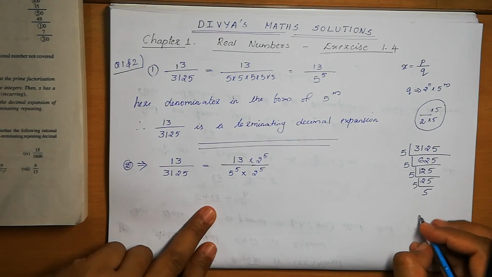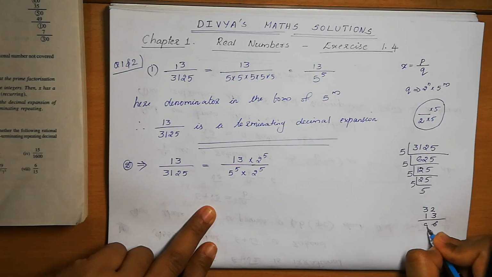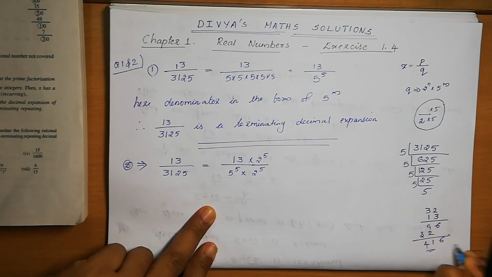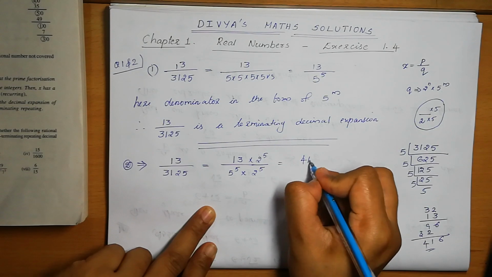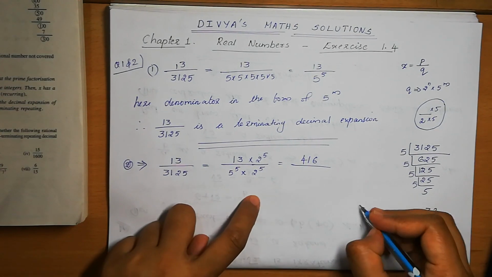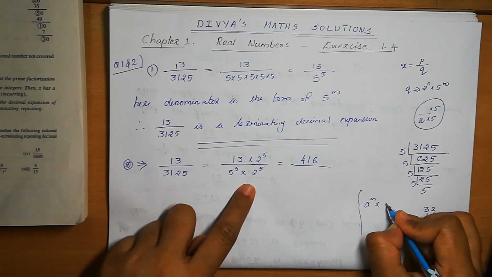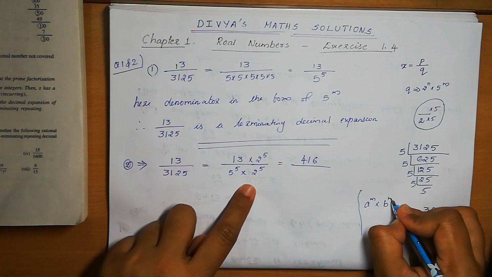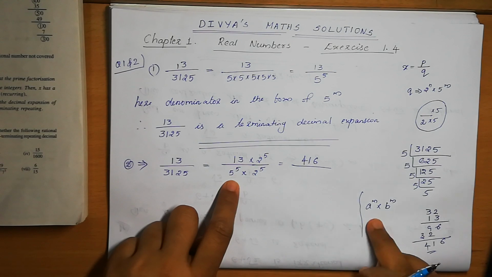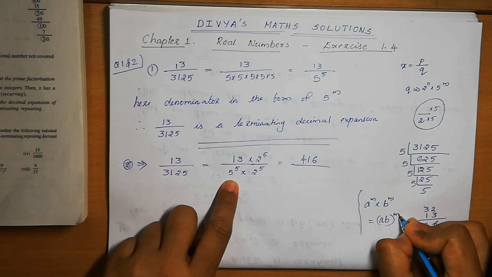2 power 5: 2 into 2 is 4, 4 into 2 is 8, 8 into 2 is 16, 16 into 2 is 32. 32 into 13 is 416. So 416 divided by, this is in the form of a raised to m into b raised to m. The base is different, the power is same. A raised to m into b raised to m, we can write as (ab) raised to m.